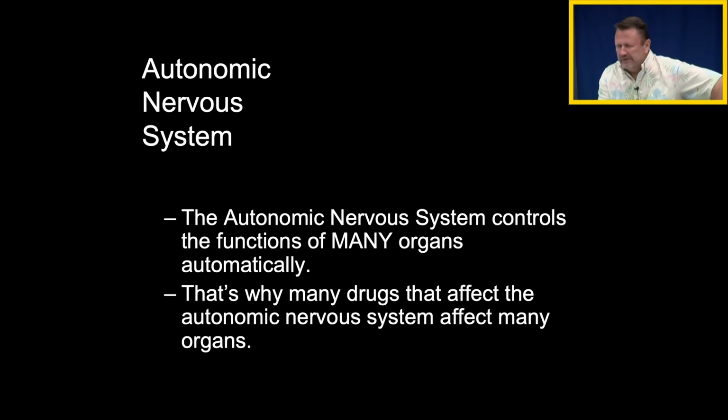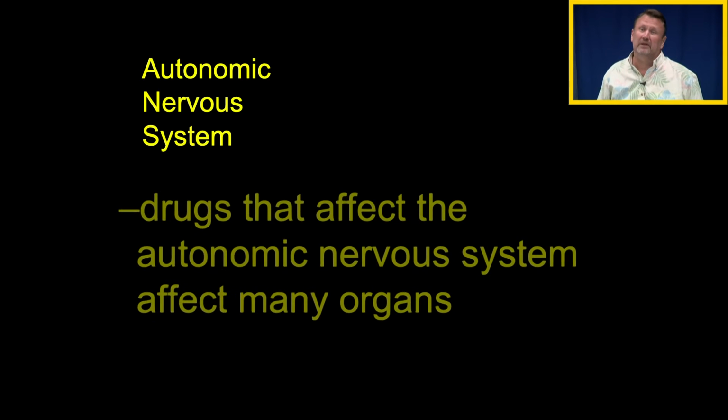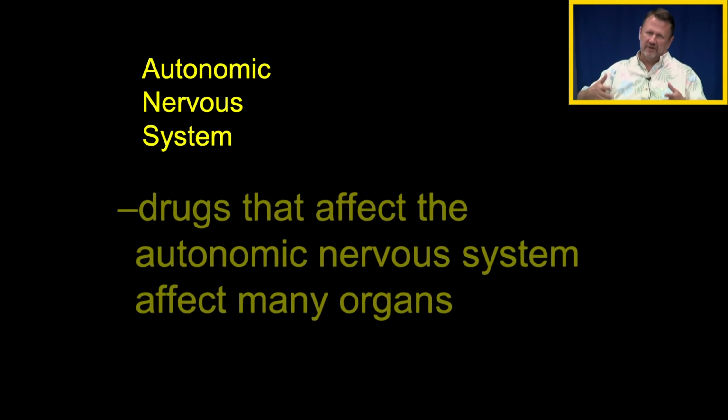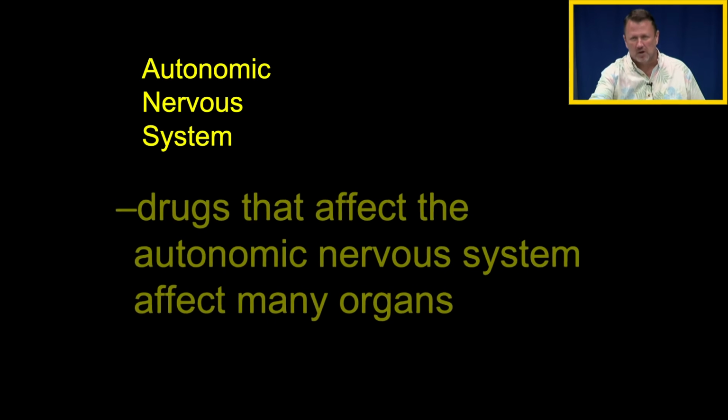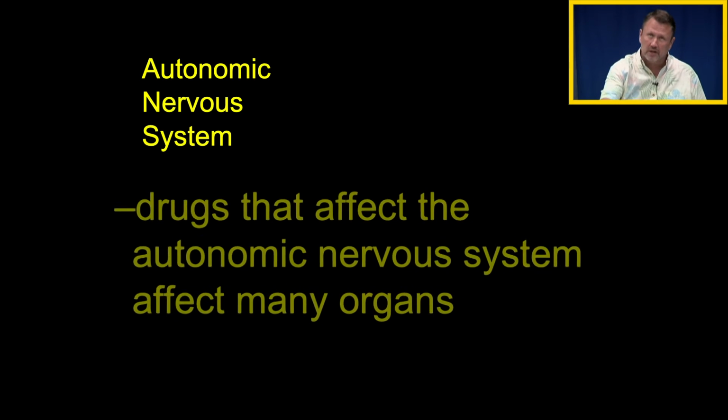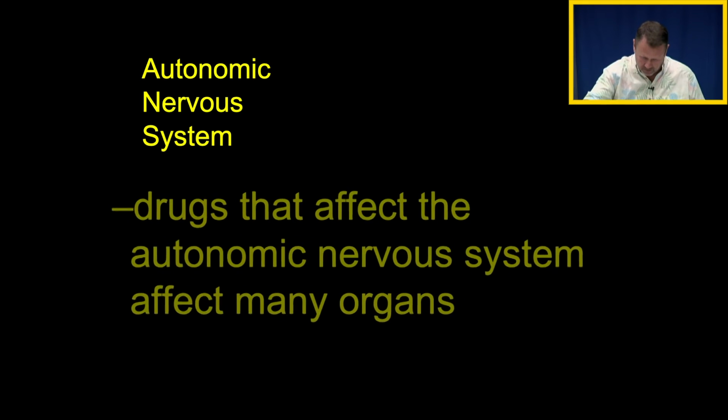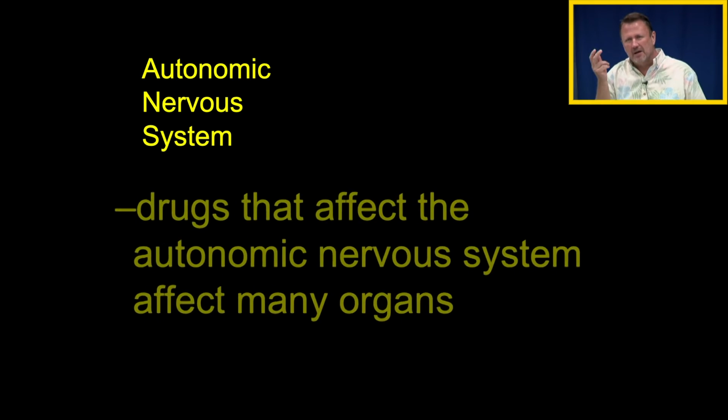All right, so the autonomic nervous system controls the function of many organs. That's why many drugs that affect the autonomic nervous system affect many organs. All right, and this is on my PowerPoint slides, and yet I get emails from people, and they say, I never really realized that the drugs that affect the autonomic nervous system can affect many different organs. Okay, so I want to make that very clear. The drugs that affect any of the autonomic nervous system organs are going to affect all the other organs as well. And so these will be eye drops, and they'll be for the eyes.